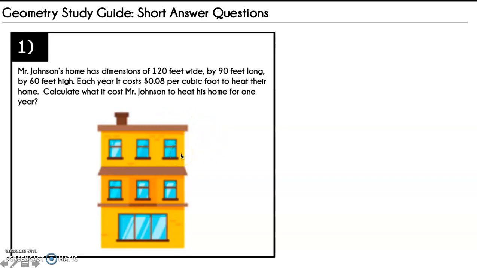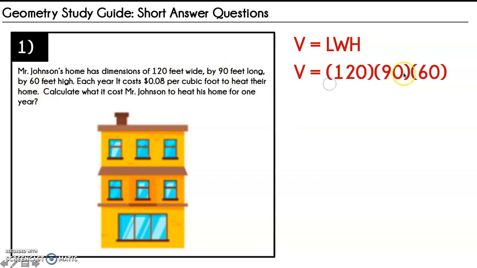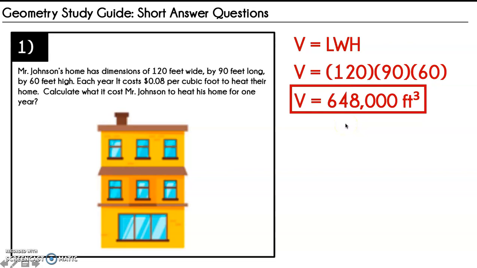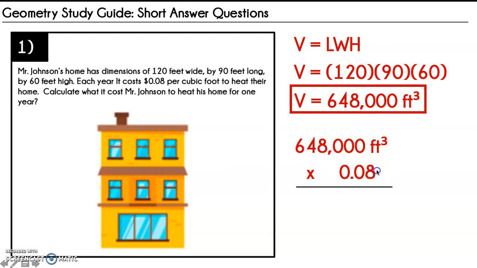So the first thing we're going to do is find the volume of his house. So we're going to use volume equals length times width times height. The length is 120, the width is 90, and the height is 60. So we fill all those in, and we get that his volume is 648,000 feet cubed. But we can't stop there, because it doesn't ask us for just the volume. It asks us for a price, and it says that it costs him 8 cents per cubic foot. So we're going to take our 648,000 feet, multiply it times 8 cents, and we get that it costs him $51,840 to heat his home for the year.